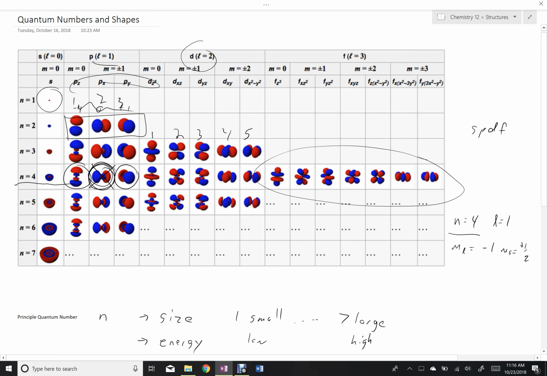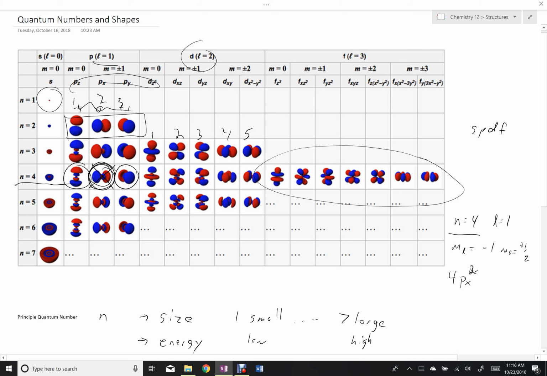Translating this to our spdf notation, we would call this a 4p, and for this -1, we could put x, y, or z down here, so we'll just put x. And then the 1/2 just tells us we only have 1 electron that we're considering right now. If there was both the plus and the minus, we would put this up to a 2.